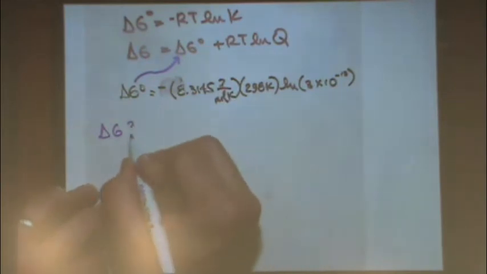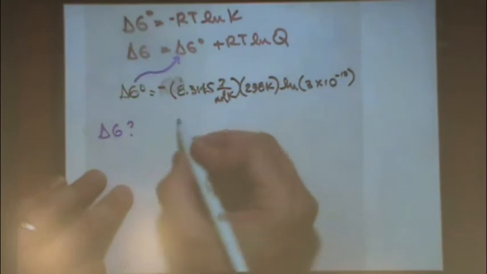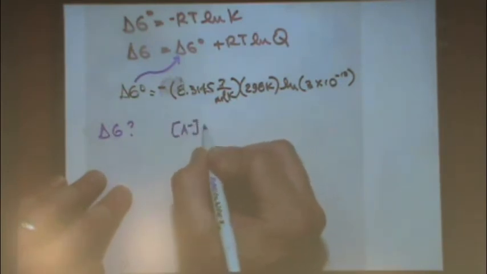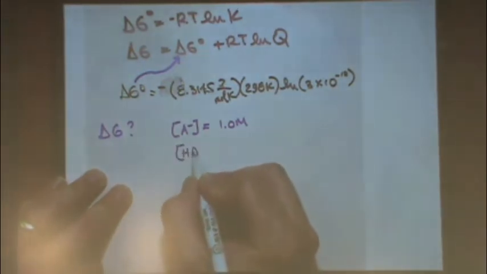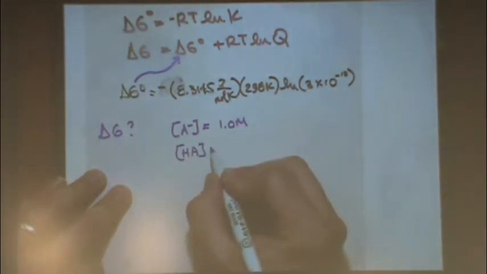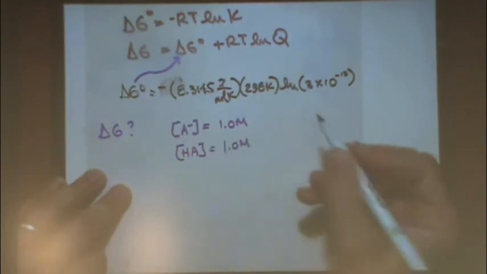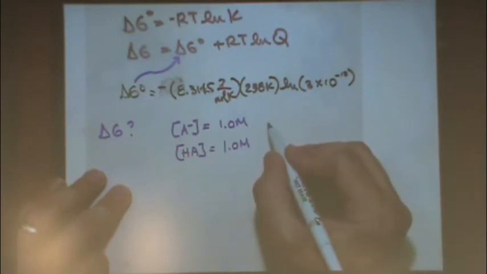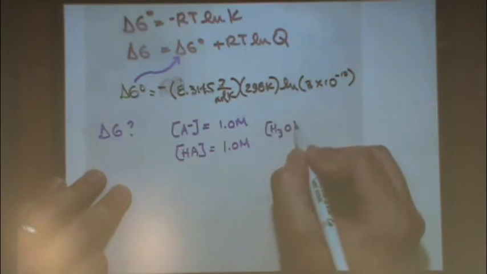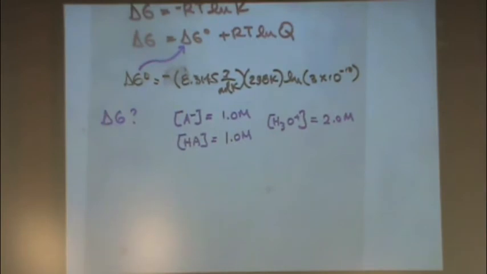So let's say I want to know delta G, and let me give you a couple conditions. For the previous problem, let's say A minus is 1 molar, and HA is 1 molar, and H3O plus is 2 molar. Just making up a couple numbers for us. And I want delta G. So how would you do that?